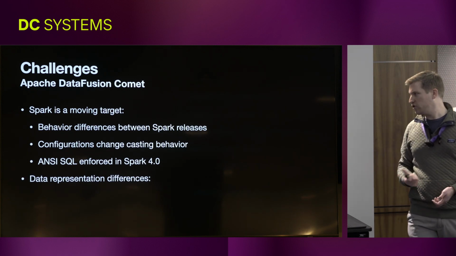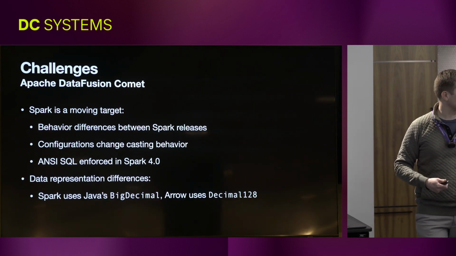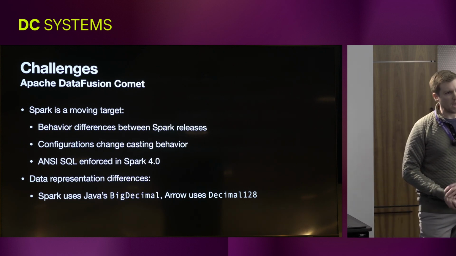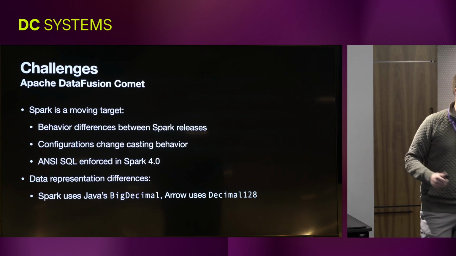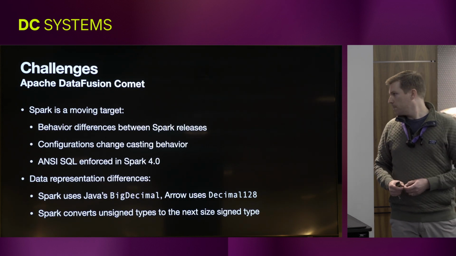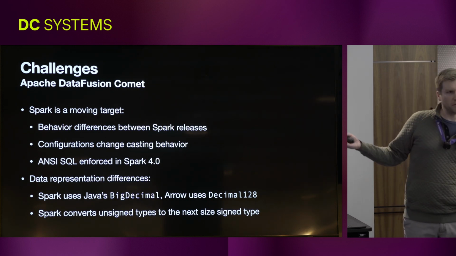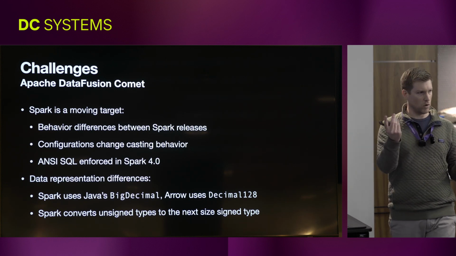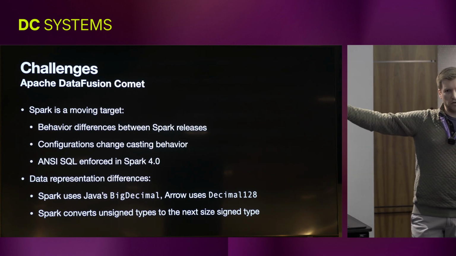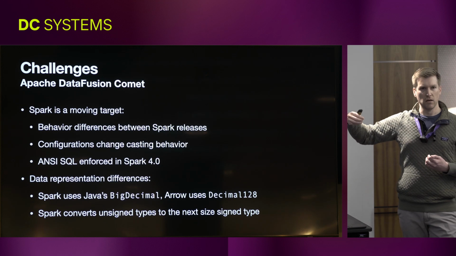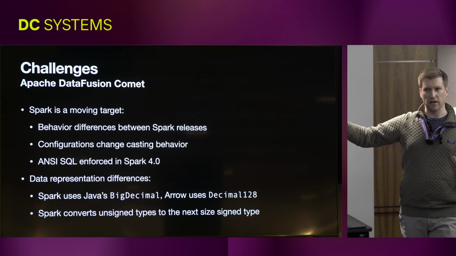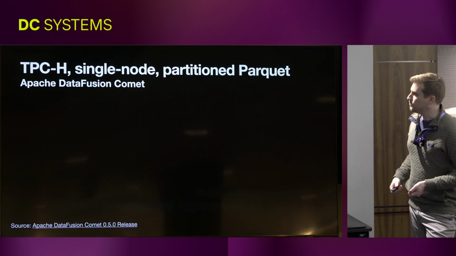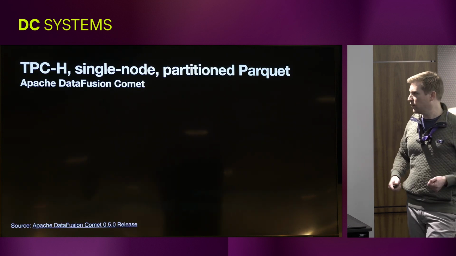There are data representation differences. Spark uses Java BigDecimal and Arrow uses Decimal128, and that's just a type difference. But Spark doesn't speak unsigned types when you use unsigned types in SQL. It just promotes, like if you have a uint8, 1 byte, it promotes it to a signed 2 byte, an int16. And when you do addition on those types, it does weird things, and we have to try to support that. Performance, I love talking about performance.